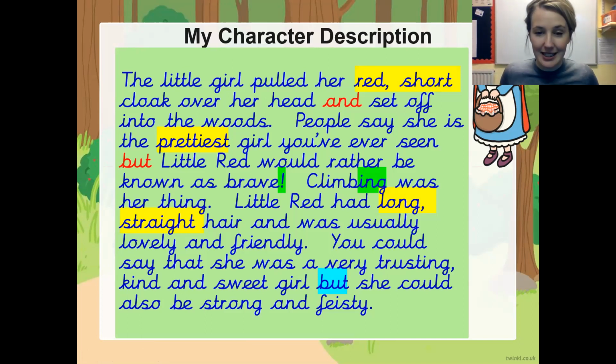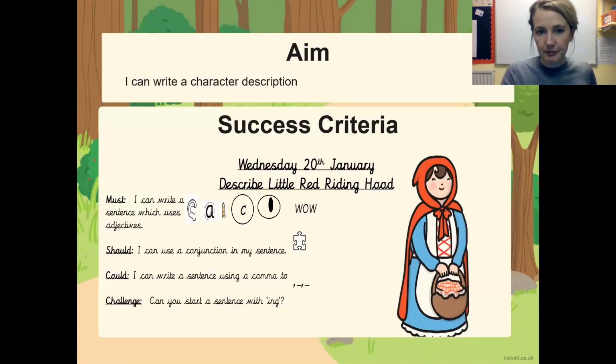Climbing was her thing. Little Red had long straight hair and was usually lovely and friendly. You could say that she was a very trusting, kind and sweet girl, but she could also be strong and feisty. Okay, so I'm trying to make her sound like a brave girl too.